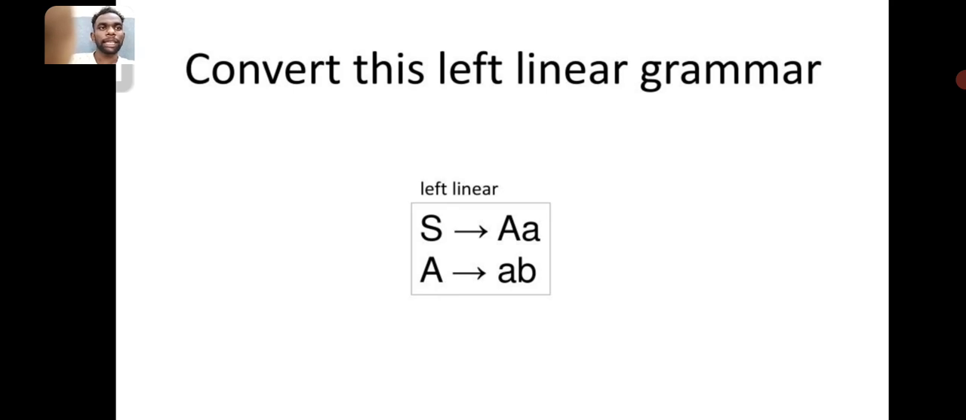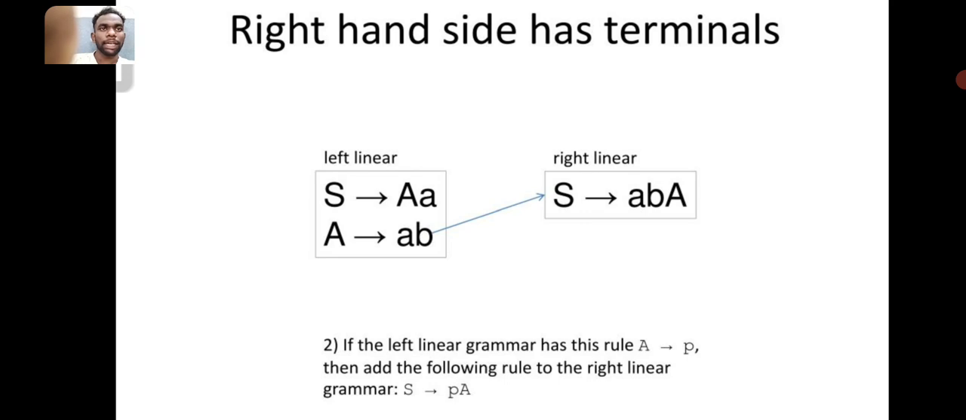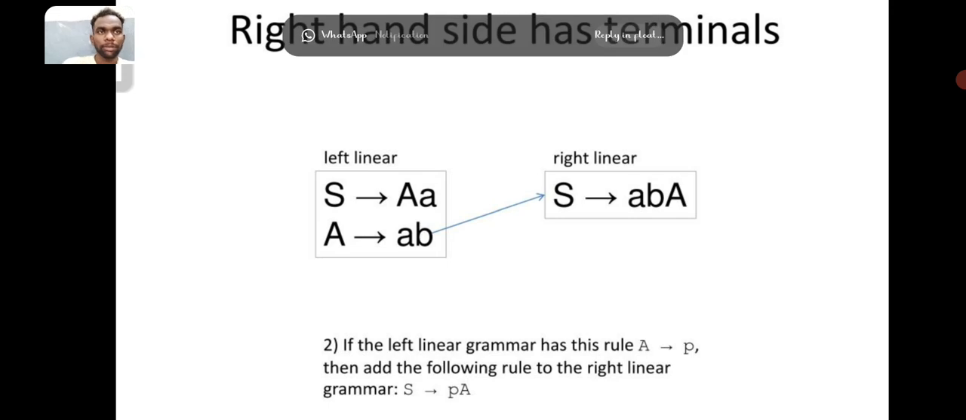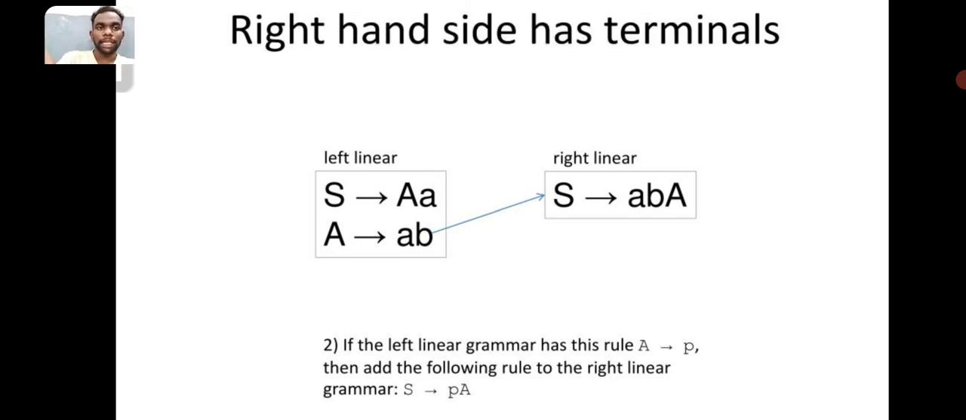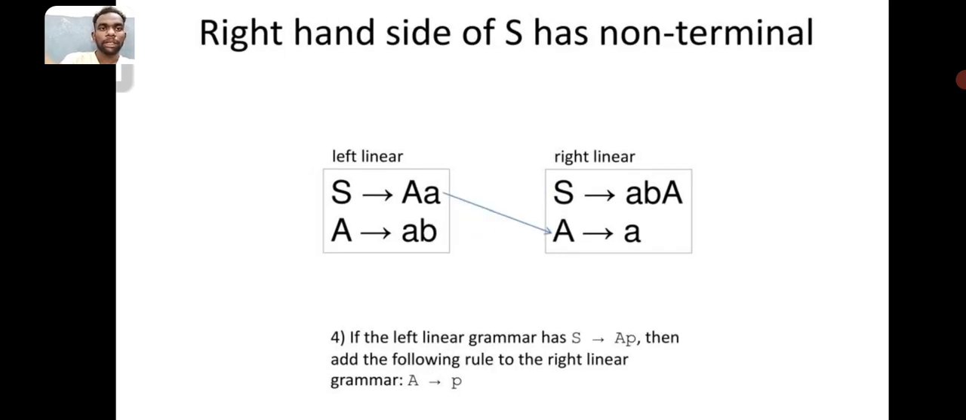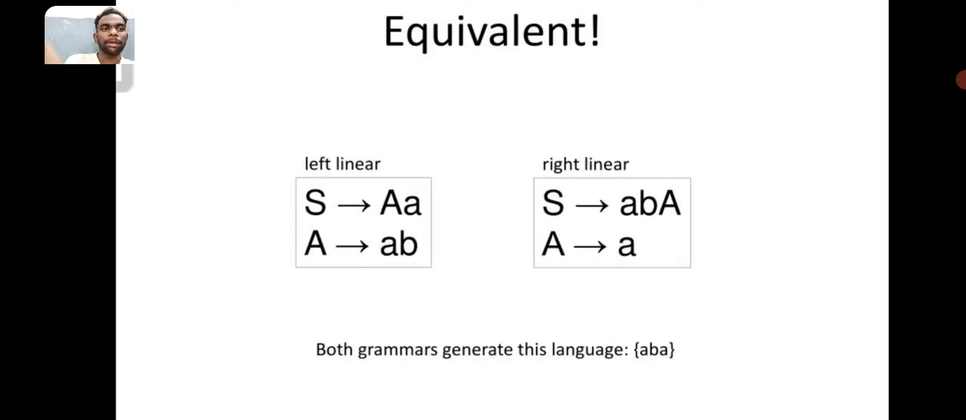Convert this left linear grammar to right linear. Right hand side has a terminal. If the left linear grammar has this rule, A implies p, then add the following rule to the right linear grammar: S implies p A. If the left linear grammar has S implies A p, then add the following rule to the right linear grammar: A implies p. So both the grammars generate an equivalent language.